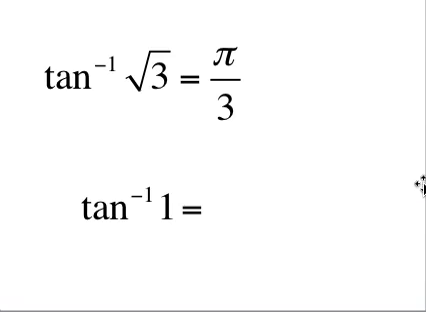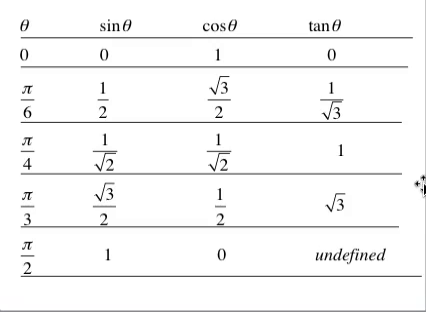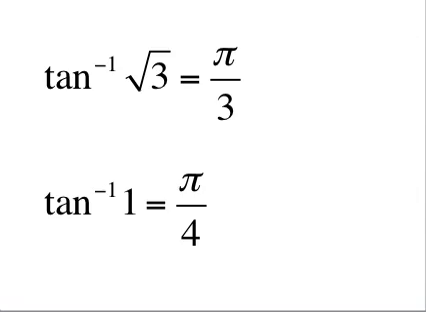Now the arctangent of 1, again, we're going backwards. We look at our table. Arctangent of 1, well, if the answer is 1, what is the question? The question is pi over 4. And we get that from that position.